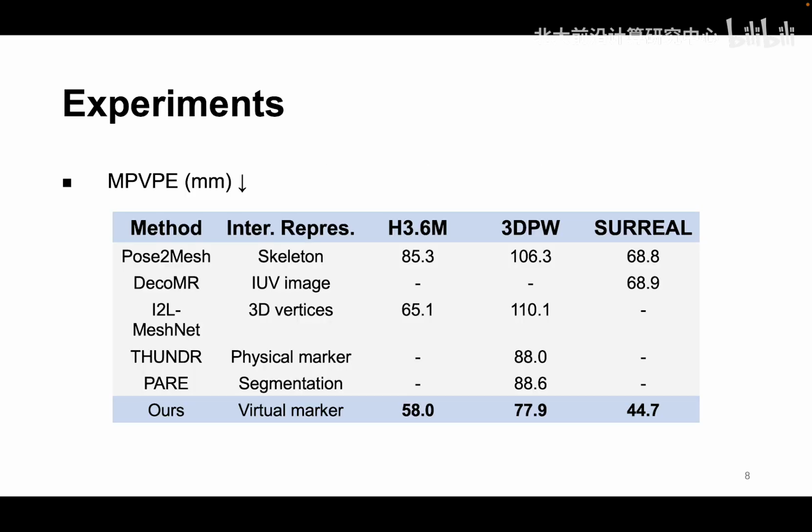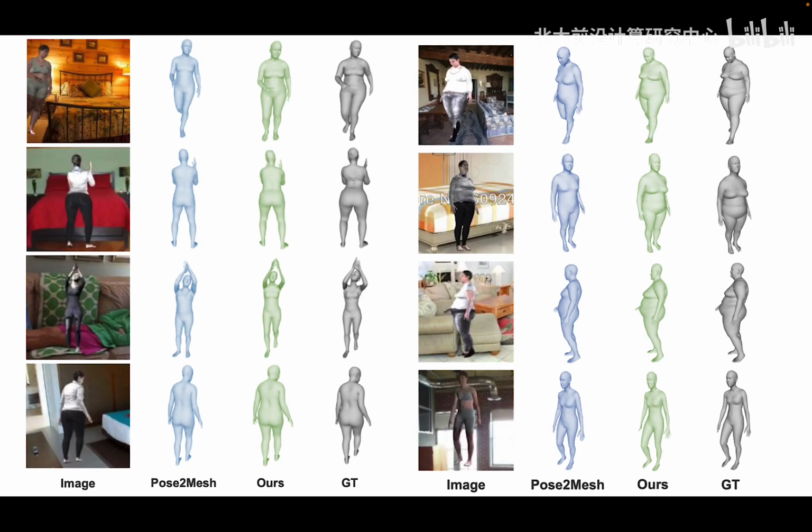Our approach outperforms the state-of-the-art methods on 3 datasets. In particular, it surpasses the existing methods by a notable margin on the SURREAL dataset, which has diverse body shapes. Please refer to the paper for more ablation studies. Qualitative results demonstrate the advantage of virtual markers compared to the skeleton representation, which loses the body shape information, so the method Pose2Mesh can only recover mean shapes. In contrast, our approach generates much more accurate mesh estimation results.